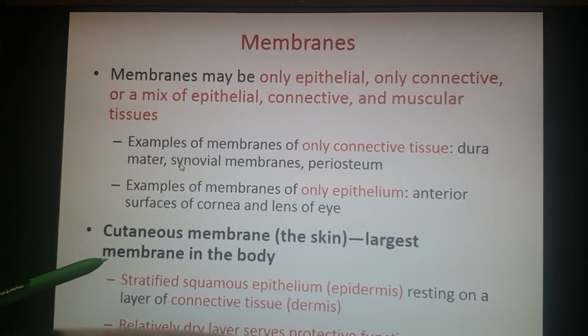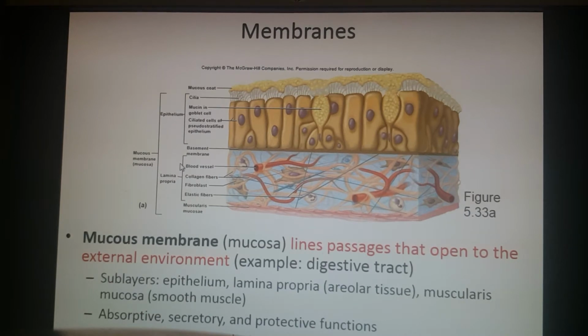The largest membrane in the body is the cutaneous membrane, making up the skin. It's made up of stratified squamous epithelial tissue, so multiple layers, flat cells, and there's epithelial tissue, that's your epidermis of the skin. The dermis, which is below the basement membrane of the epidermis, is a layer of connective tissue. This tissue is relatively dry and serves to protect the body from the outside environment.